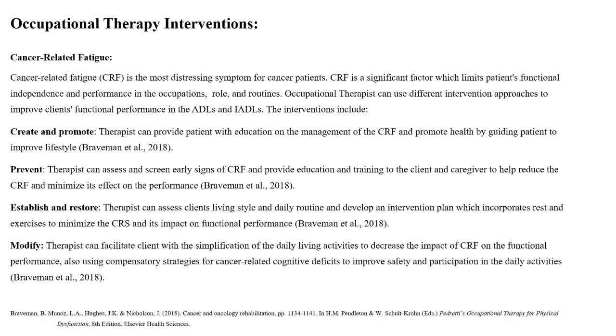And you can establish a restore approach, which involves assessing the client's living style and daily routine, and developing an intervention plan which incorporates rest and exercise to minimize cancer-related fatigue and its impact on functional performance. Or you can help them modify that. You can take a modifying approach, so you can modify their living environment, assess their daily activities, see which factors are most affected and what their meaningful activities are, and provide them with educational material or skill training, so that they are able to complete their meaningful activities before they get to fatigue.